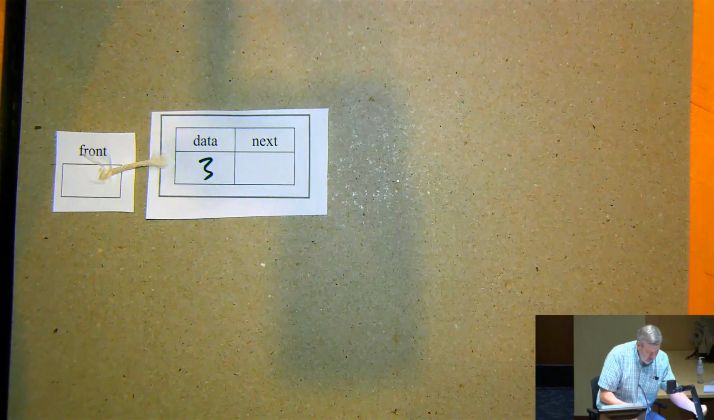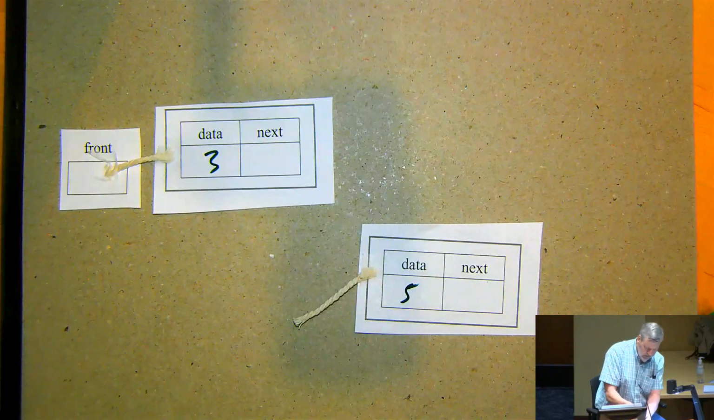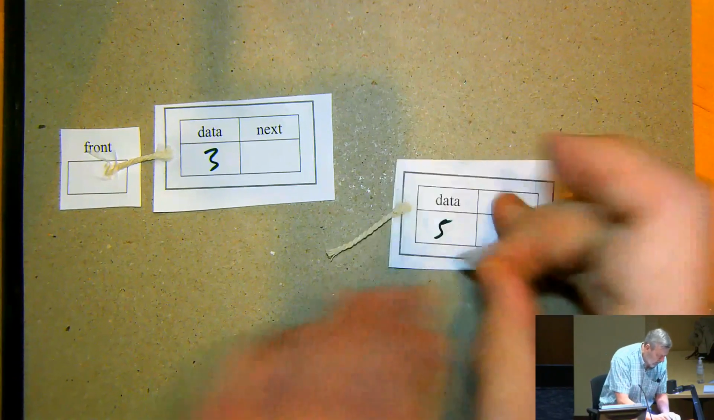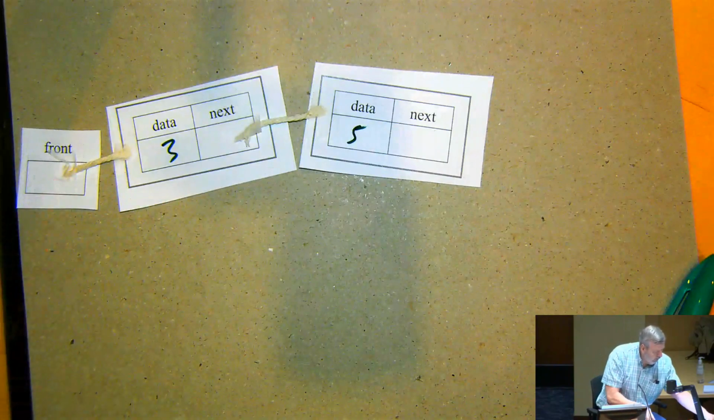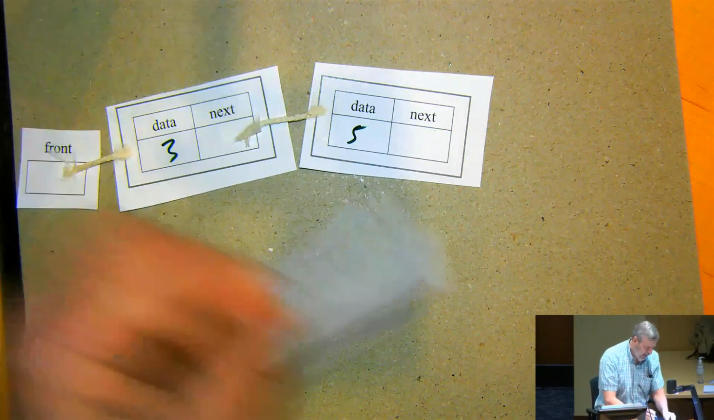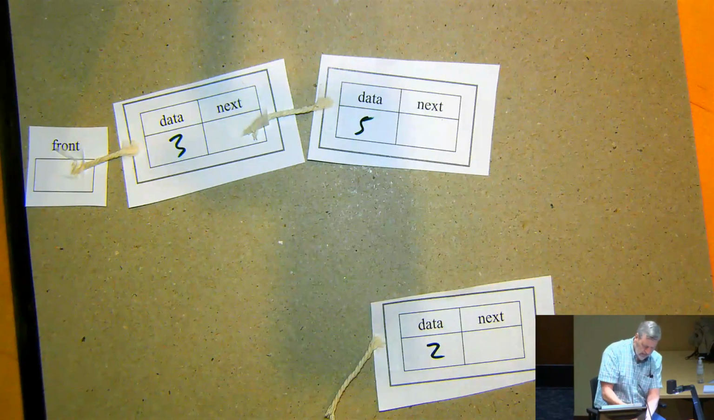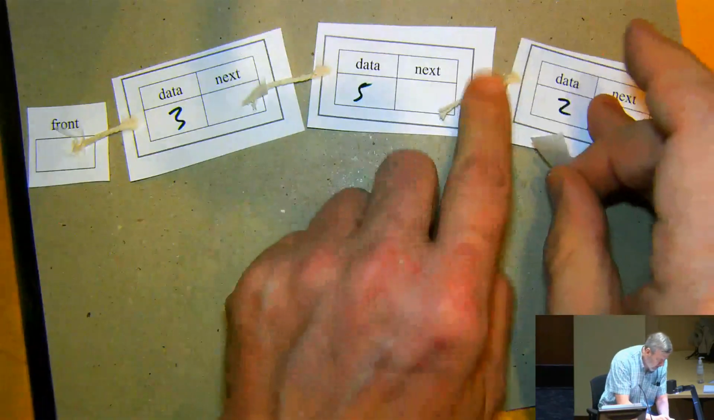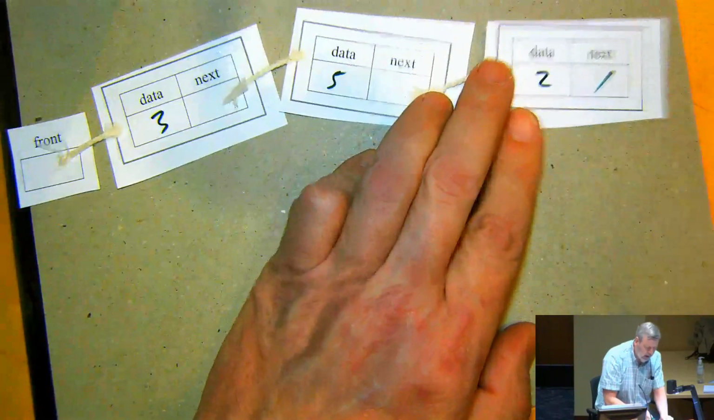And if I have another node that's going to have 5 in it, then I would connect it in a similar way to this spot right here. And now I've got this node being connected to this node. And then if I wanted to have another node that had a 2 in it, I would connect this to here. And initially this would be null. And so I kind of imagine this as my list.